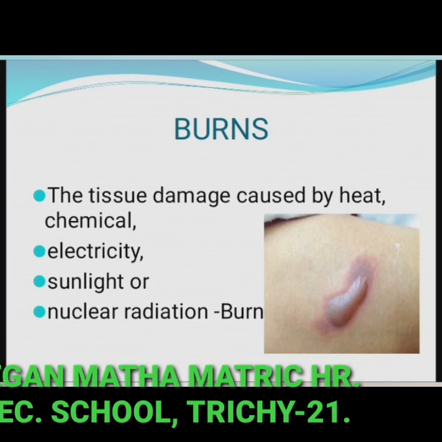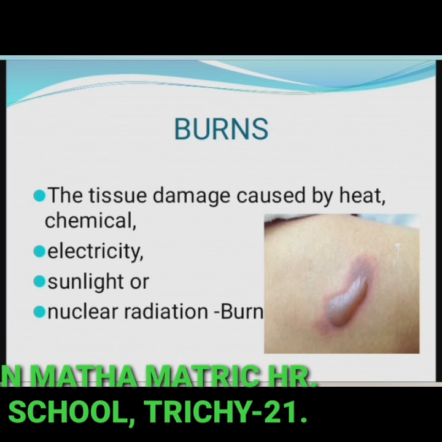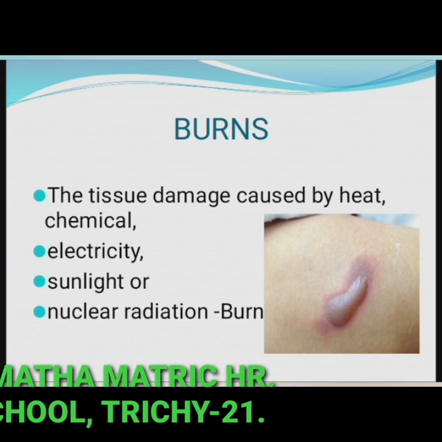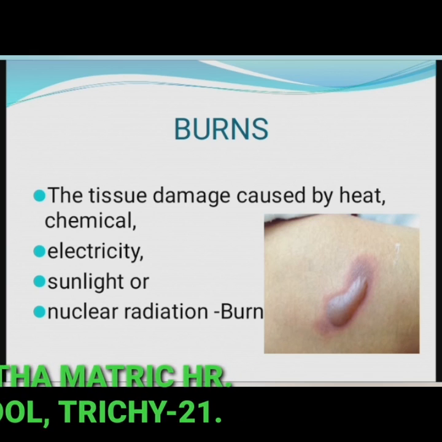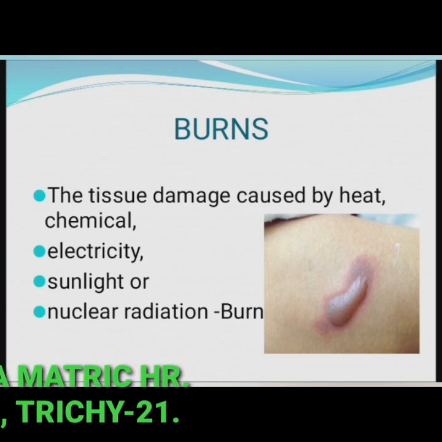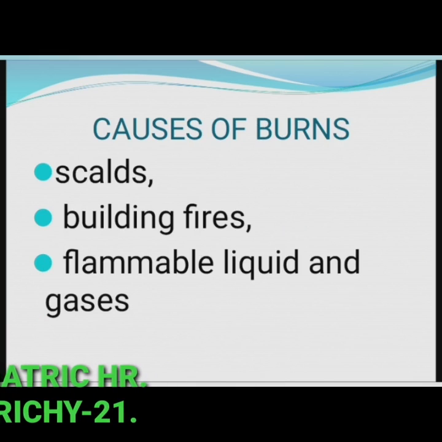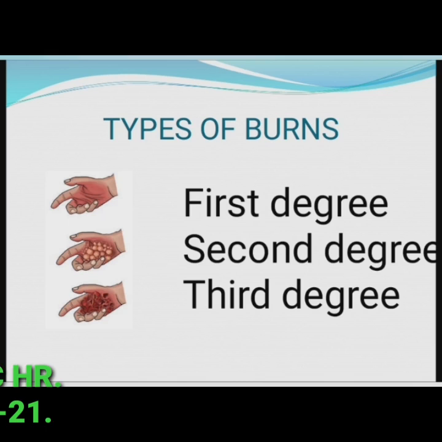Burns. The tissue damage caused by heat, chemical, electricity, sunlight or nuclear radiation is known as burns. So what is a burn? Mostly burns are caused by scalds, building fires, flammable liquids and gases. There are three types of burns according to degree of burning.